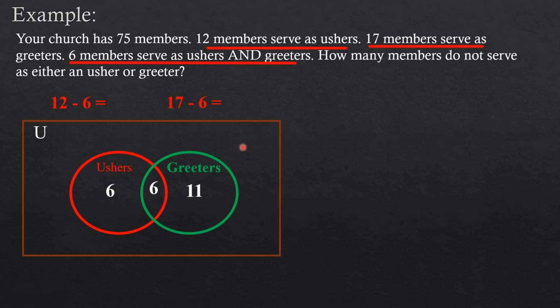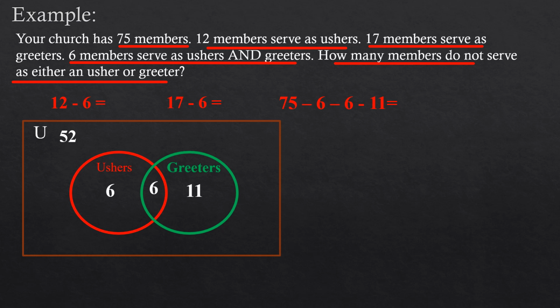Okay, so to figure that out, I'm going to take the 75 members that I have left, and I'm going to subtract these 6 people, these 6 people, and these 11 people that are already doing something. And that's going to give me 52 people that are living out here that are not serving as an usher or a greeter.